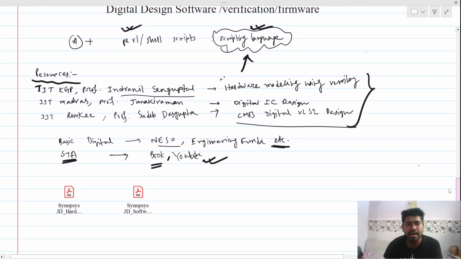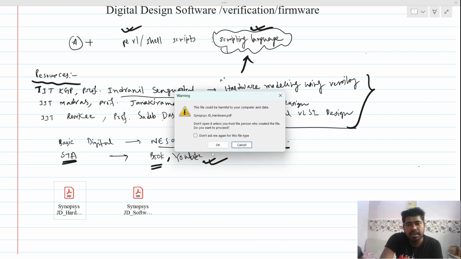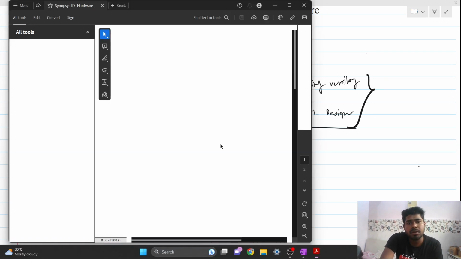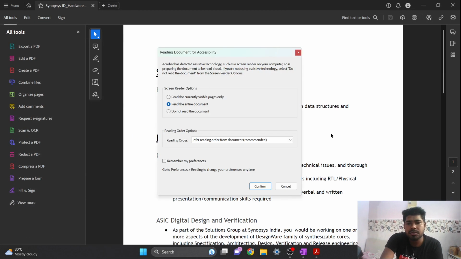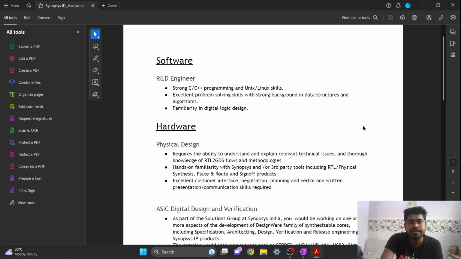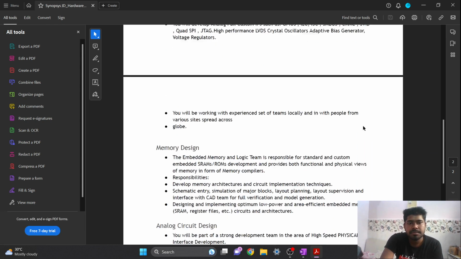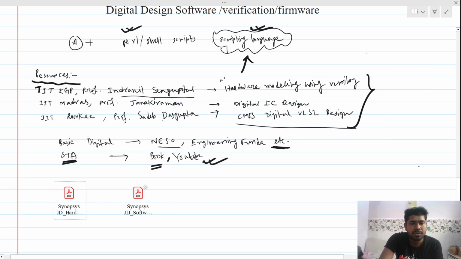And I have two JDs of Synopsys, one for hardware and another for software. I will open the hardware part first. You can see what the job descriptions are for these companies. I am scrolling down and you can take screenshots for your future reference. So this was for hardware and this was for software.